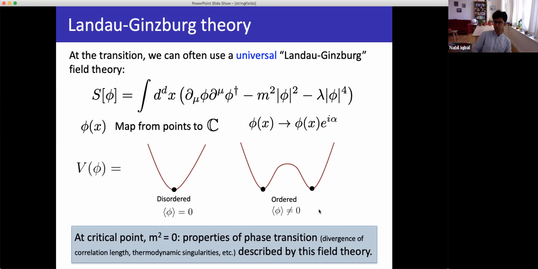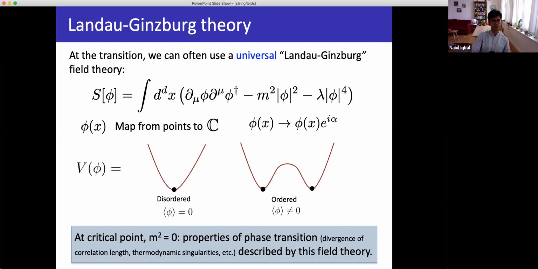Now, you see, the sort of remarkable thing is that at the critical point, which is mostly m squared equals 0, the properties of the phase transition, the divergence of the correlation length, the thermodynamic singularities, the specific heat divergence, all that stuff, are all described by this universal field theory, which does not know about your microscopics. You can talk about superfluid helium or the XY model, and you can still write a general continuum field theory to describe it.